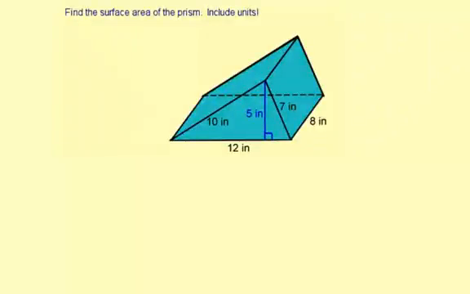Find the surface area of the prism. Include units. So I'm looking at this prism. It looks like the bases are these two triangles here, so it's a triangular prism.